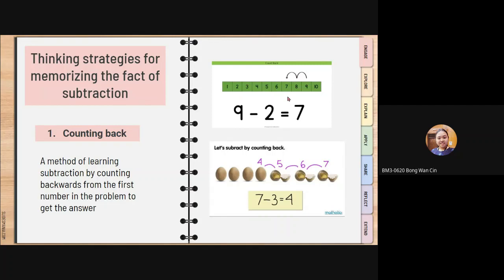Example 2, when the number 7 is subtracted by 3, we need to count back 3 steps to get the answer 4.